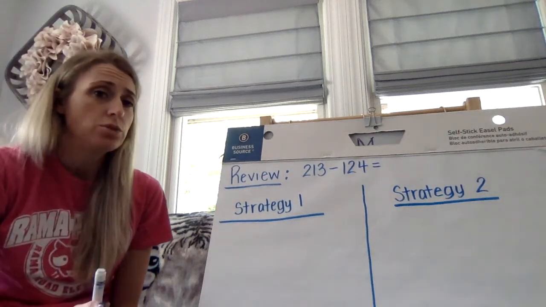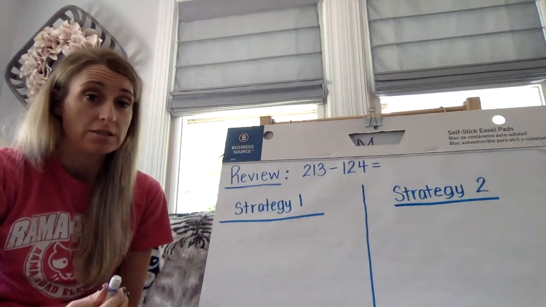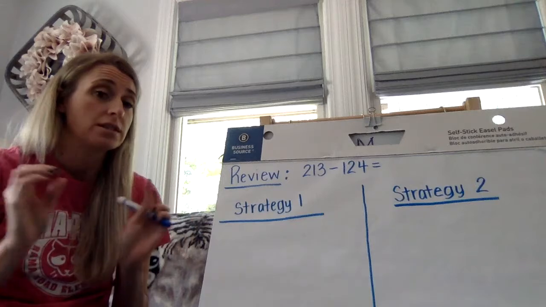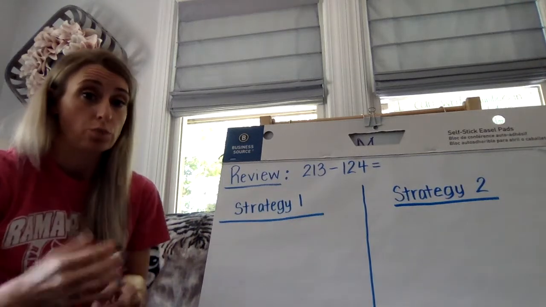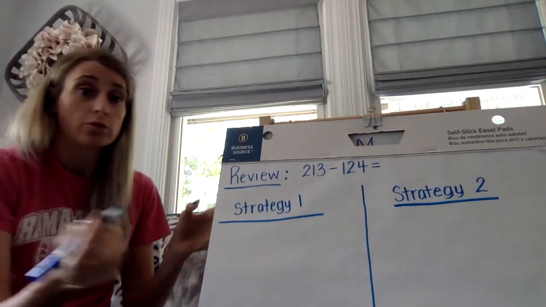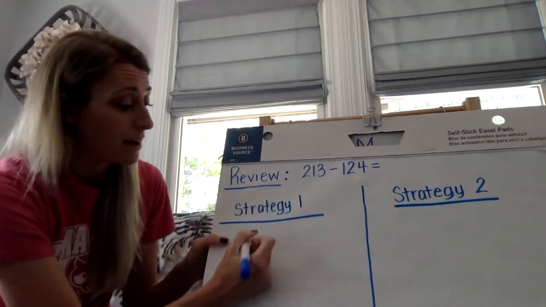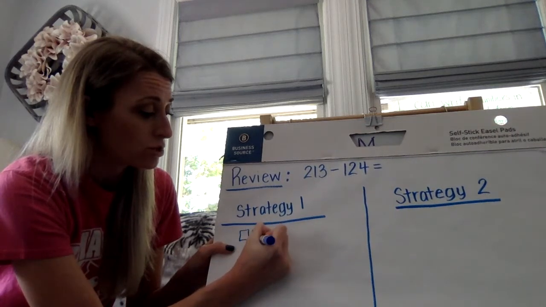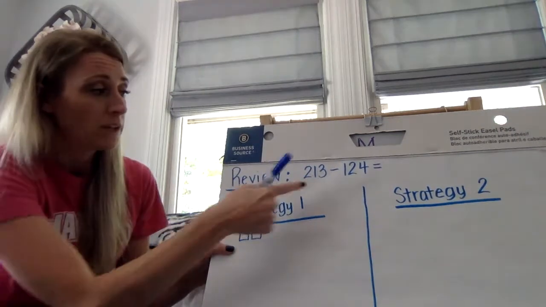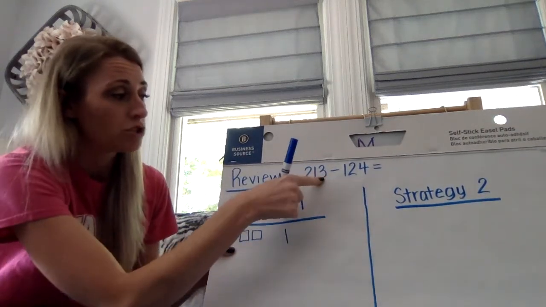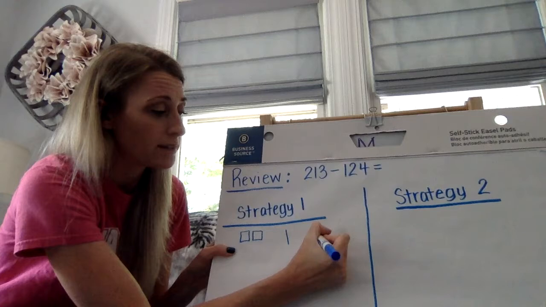You know we always like you to show two strategies to check your work to make sure your answer's right. And you can pick whatever two strategies you want as long as you show your work. So I am going to draw it for the first strategy. So I know I have two hundreds. So I am going to draw my two hundreds. I'm going to draw my 1 ten. And I'm going to draw my 3 ones.